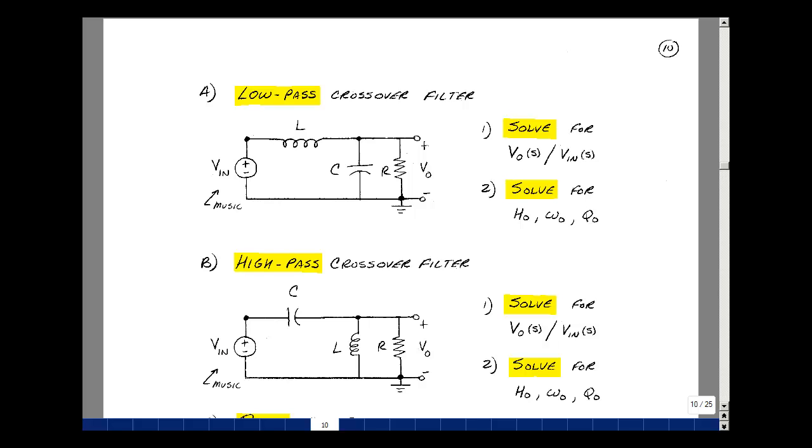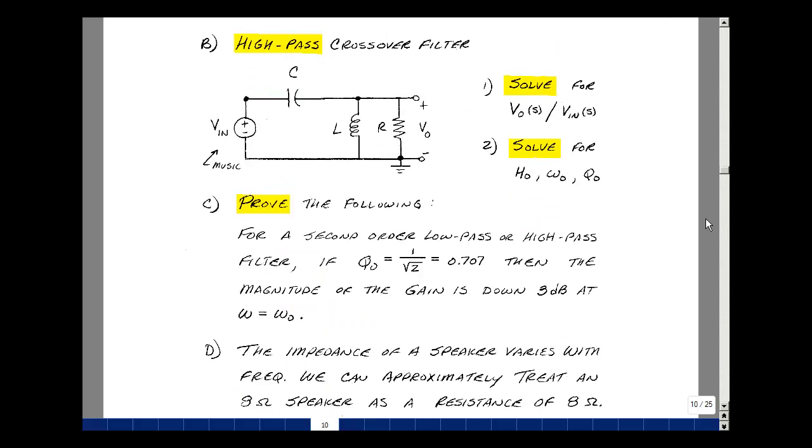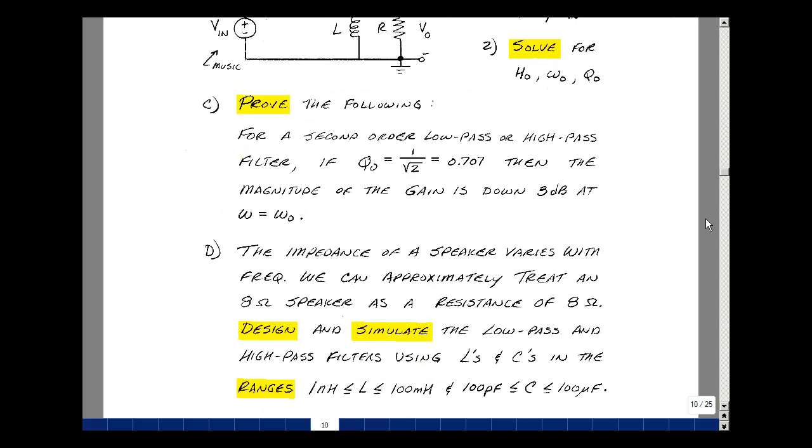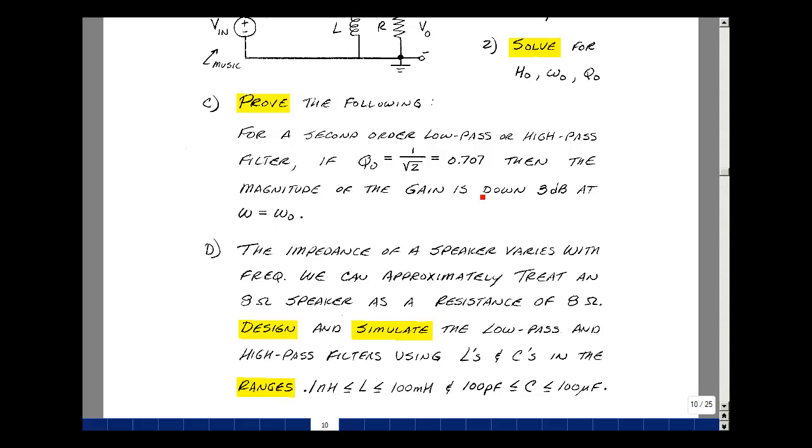Then I'm going to have you combine these two filters and make a bandpass filter, and do the same thing. I'd also like you to prove the following statement. For a second-order low-pass or high-pass filter, if Q naught is equal to 1 over the square root of 2, which is equal to 0.707, then the magnitude of the gain is down 3 dB at omega equals omega naught.